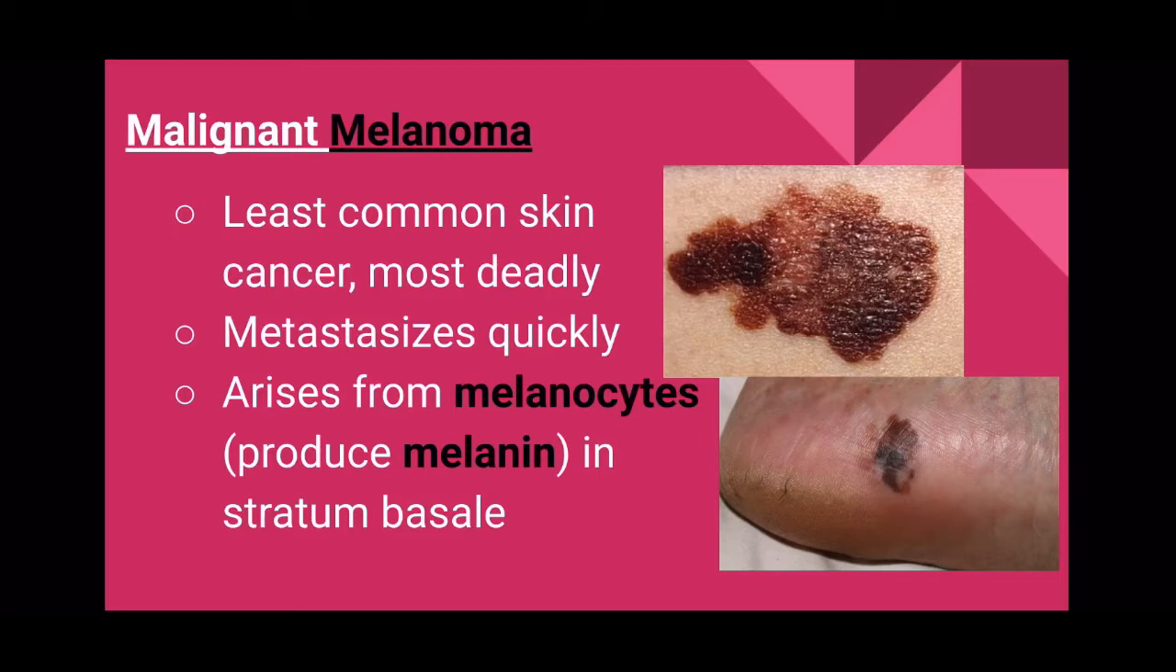The term melanoma means a tumor that formed from cells that produce melanin, which we'll talk about in a couple seconds. This is the least common type of skin cancer, but it is the most deadly because it does metastasize really quickly throughout the body. This type of skin cancer arises from melanocytes in the stratum basale. Melanocytes are the cells that produce the dark pigment melanin, which is why this type of cancer appears darker in color as compared to the others.